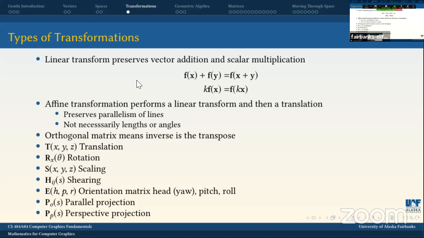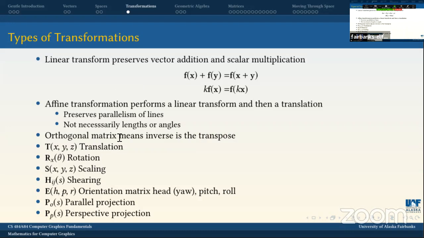Then you have an affine transformation, and that one is a linear transform and then a translation. And that one preserves parallelism of lines, but not necessarily lengths or angles. So this is most of our rotation, scaling, shearing matrices, and so on.